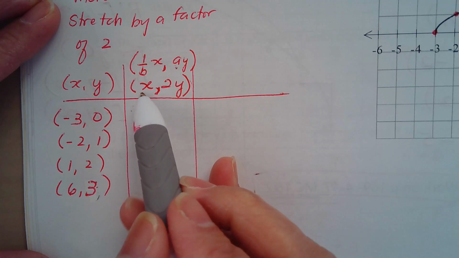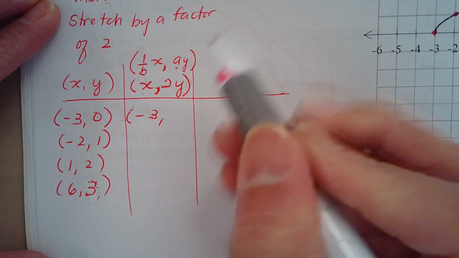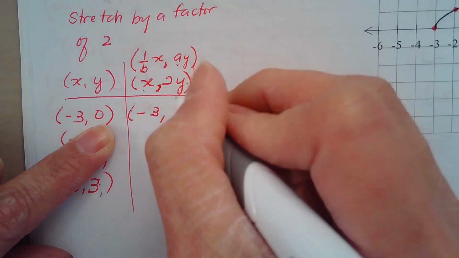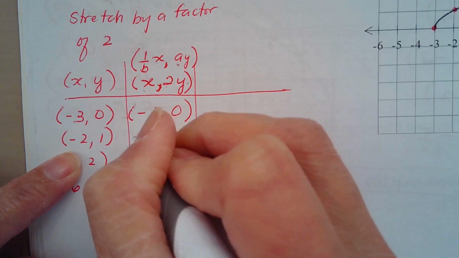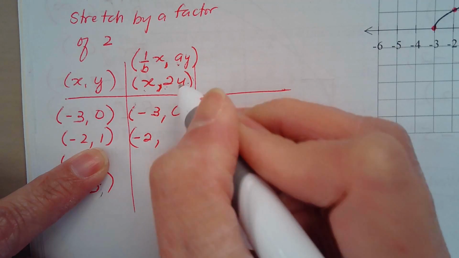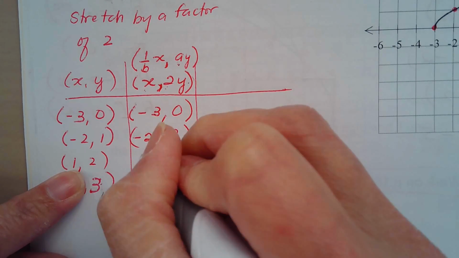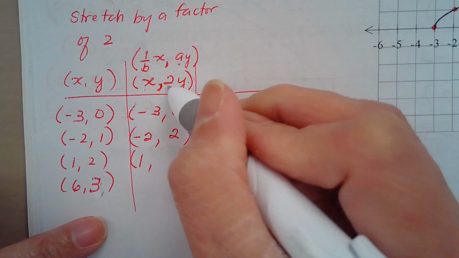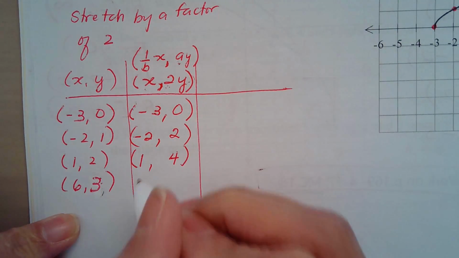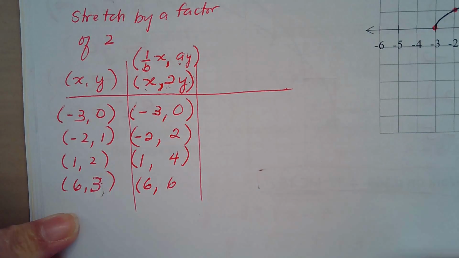Whatever the x is, nothing changes on the x, so it's just going to be -3. And then it's going to be 2 times y, so 2 times 0 is 0. The x stays the same, and then 2 times the y, which is 2 times 1, is 2. Then 1, and 2 times the y, which is 2 times 2, is 4. And then the next one would be 6, and then 6.